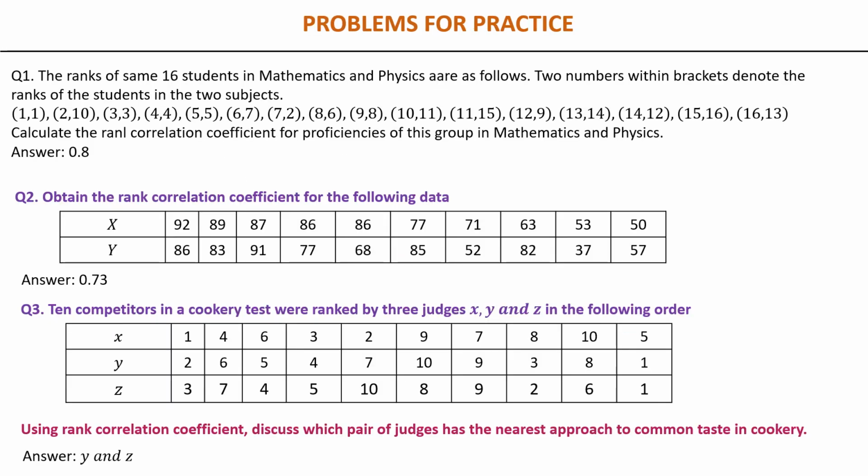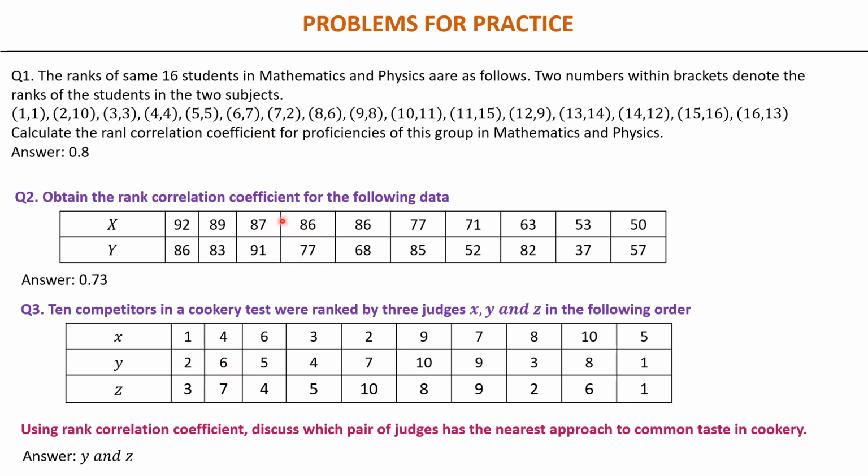So I've given you a few problems for practicing. The first problem is where the ranks are given directly. They are given in terms of coordinates. So that means here you have maths first rank in physics, second rank in maths, third, 10th rank in physics. So that's the way you draw the table. Ranks are given of 16 students. You just have to find out D square, substitute it in the formula to get the rank correlation coefficient.